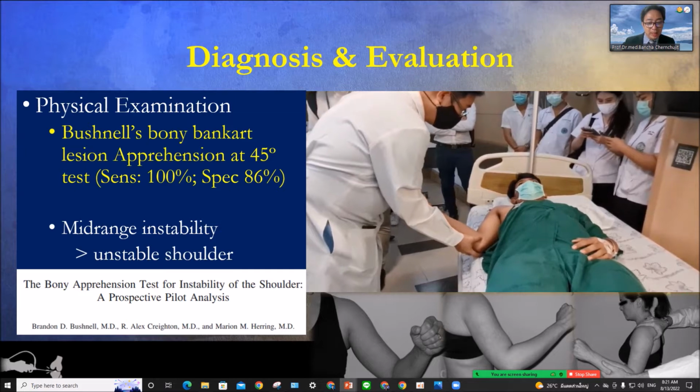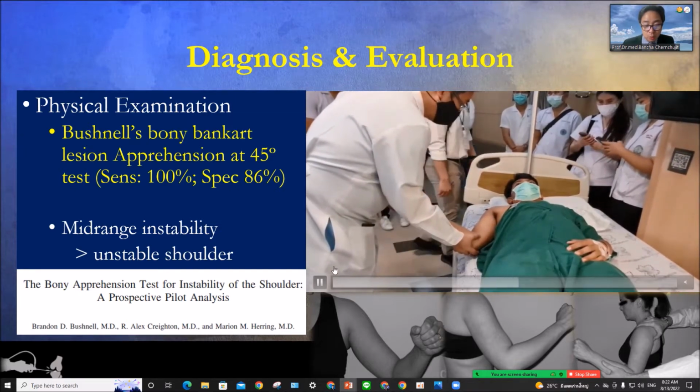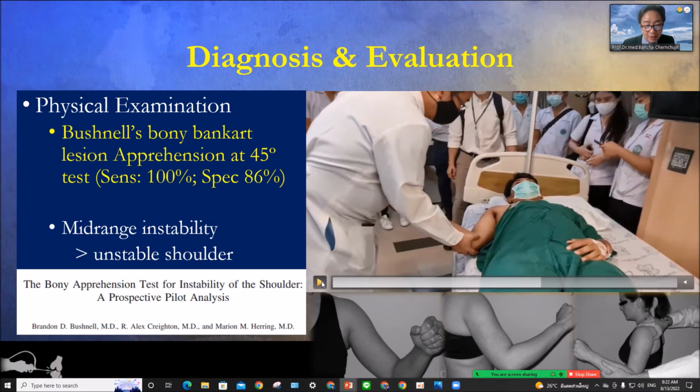And the examination will be a bit different from the soft tissue Bankart because you can see mid-range instability. The Bushnell bony Bankart apprehension test will be positive at 45 degrees. So in case you find that the patient has mid-range instability, think about the bony Bankart.